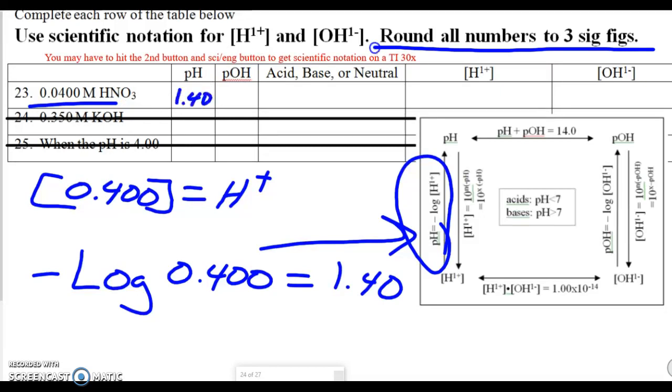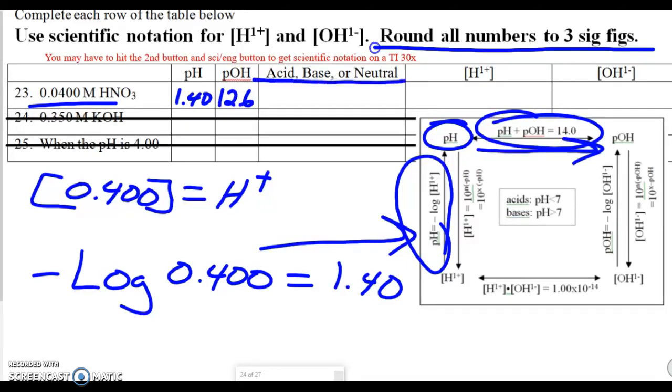1.40. Now I need my pOH. Well, I know my pH. I need to calculate my pOH, so I use this math right here. Try that on your own. Pause it. Give it a shot. The answer for the pOH is 12.6.